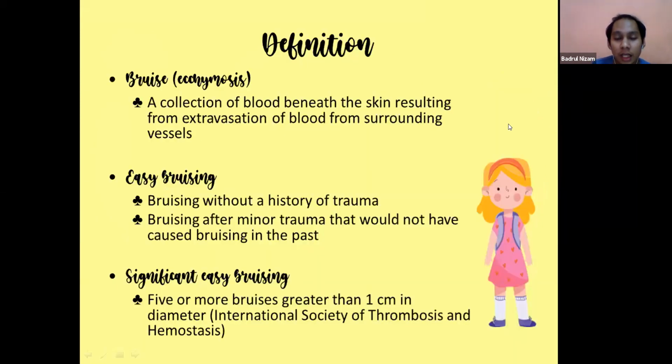So first we need to know about the definition of bruises or ecchymosis. It is a collection of blood beneath the skin resulting from the extravasation of blood from the surrounding vessel. So what is meant by easy bruising? Easy bruising is bruising without a history of trauma or after minor trauma that would not have caused bruising in the past, or bruising that is out of proportion with the history of trauma. And according to the International Society of Thrombosis and Haemostasis, significant easy bruising is said to be 5 or more bruises that are greater than 1 centimeter in diameter.